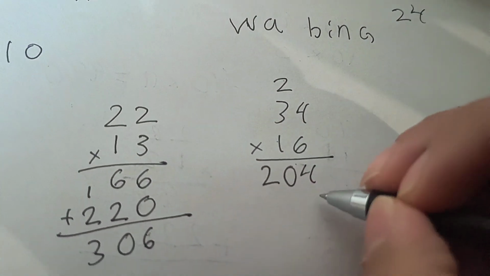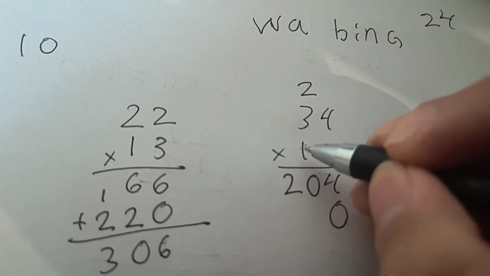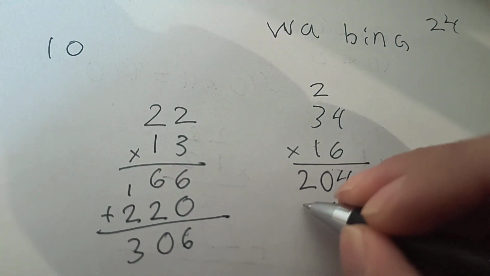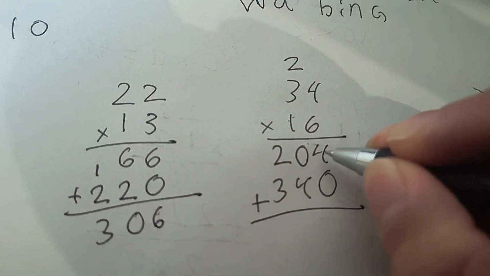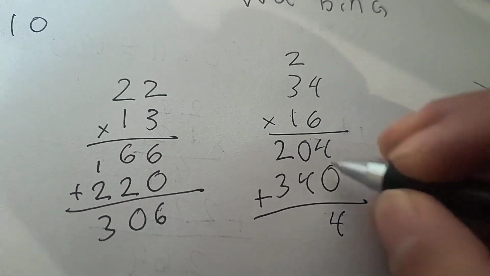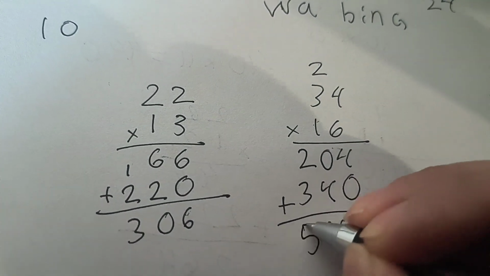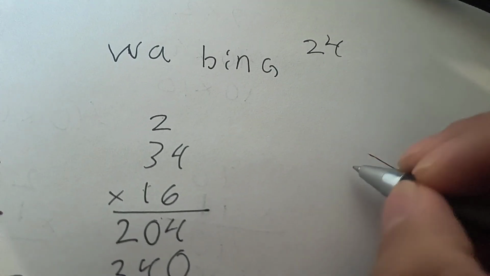Okay, then we come down right here, and we have to add that 0 to show that we're going to the tens place. 1 times 4 is 4. 1 times 3 is 3. Then we add the place values. 4 plus 0 is 4. 2 plus 3 is 5. 544.